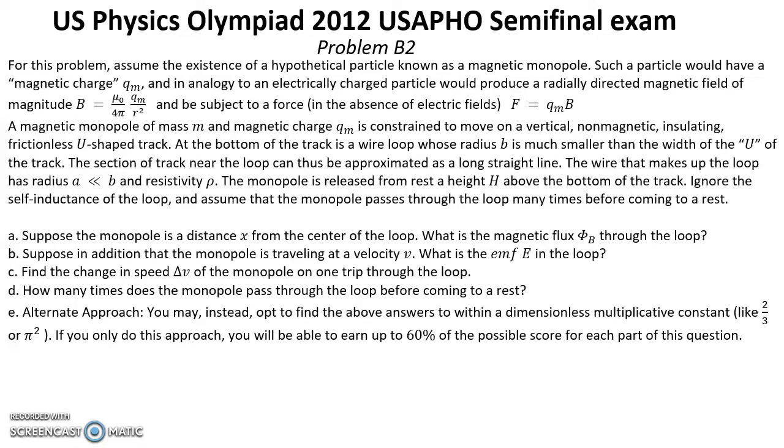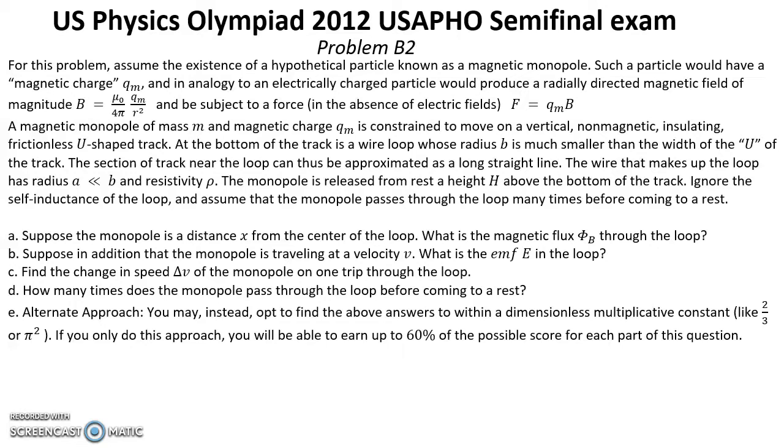For this problem, assume the existence of a hypothetical particle known as a magnetic monopole. Such a particle would have a magnetic charge Qm, and in analogy to an electrically charged particle would produce a radially directed magnetic field of magnitude B equal to μ0 over 4π multiplied by Qm over r squared, and be subject to a force in the absence of electric fields F equal to Qm multiplied by B.